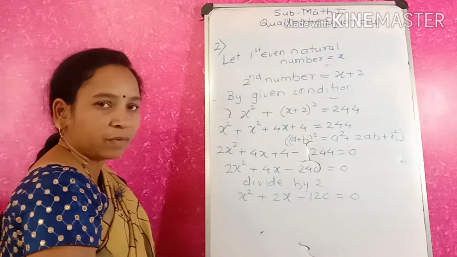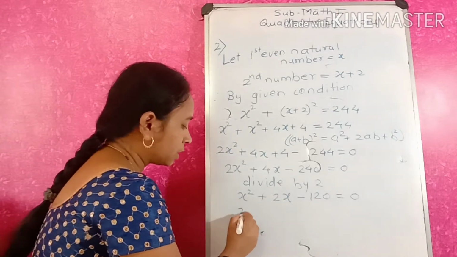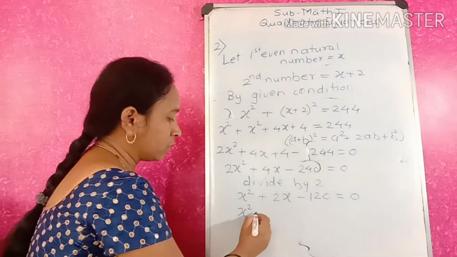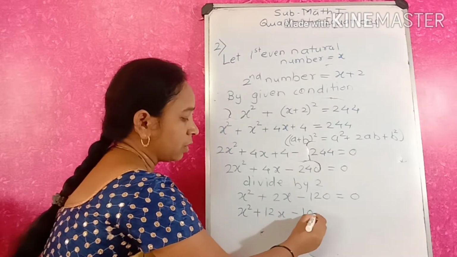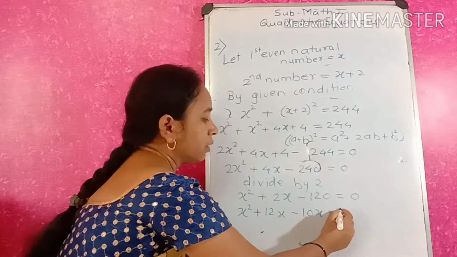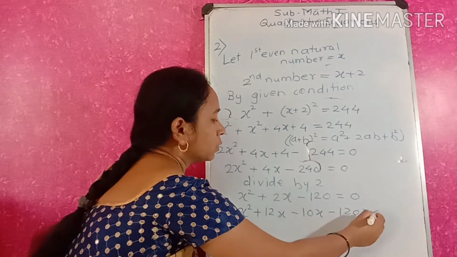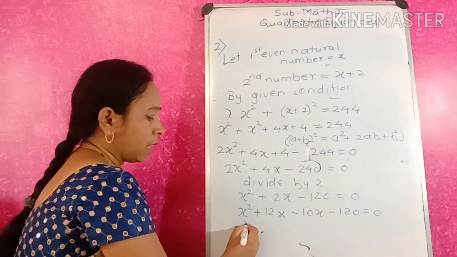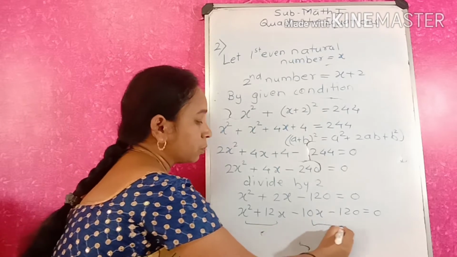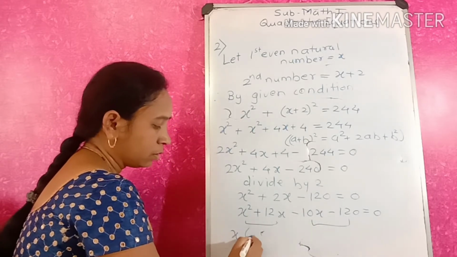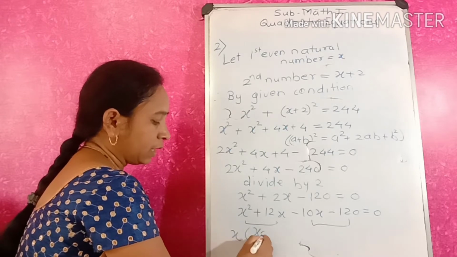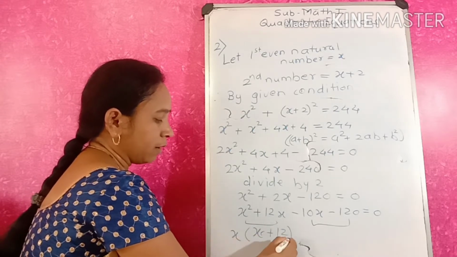Again I am going to use the factorization method. So x square, I will get the two factors of this. It is plus 12x minus 10x minus 120 is equal to 0. Make the groups of these two. So here you will get x common in the bracket. x plus 12 will be left.